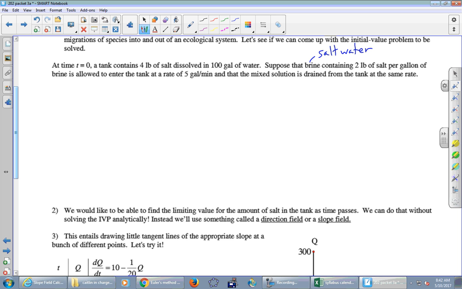This is a complicated situation. The stuff coming in is easy, it's fixed, but the stuff going out is changing at every instant. Like how salty the water leaving this tank is changes at every moment in time.